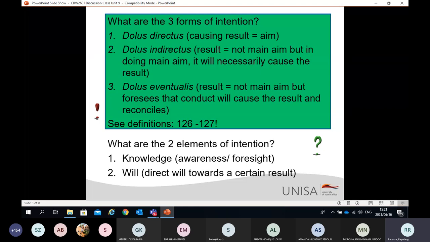So with dolus directus, the example given to you is X wants to kill Y. X takes his revolver, presses it against Y's head, and pulls the trigger. The shot goes off and strikes Y, and Y dies instantly. Then, given that set of circumstances, you can say that X had direct intention to kill Y because killing Y was his main aim or goal.